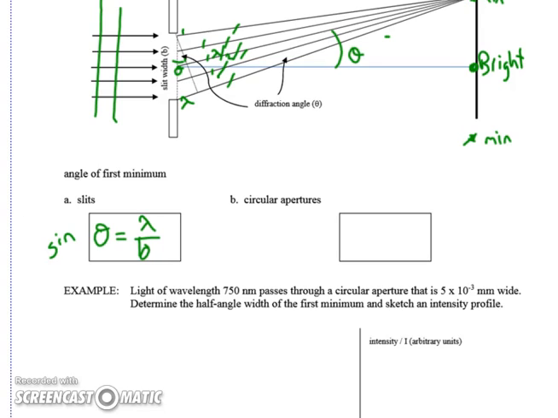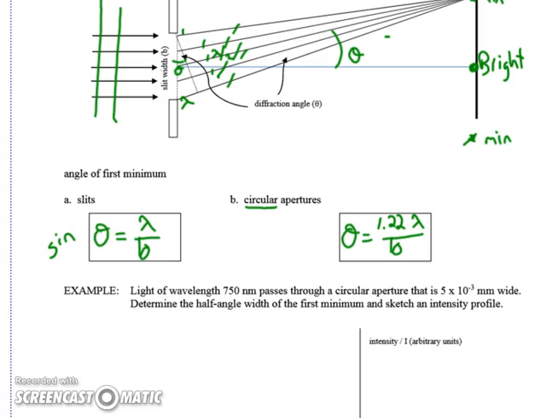If the opening is a circular aperture, like a pinhole, an eye, your pupil in your eye, a lens, then this equation changes slightly. It simply becomes, we put a 1.22 in front of there. That's based on geometry. Okay, so we have a very simple equation for when the first maximum occurs.